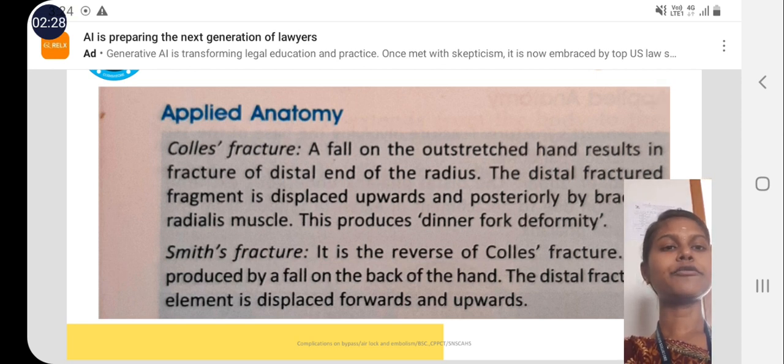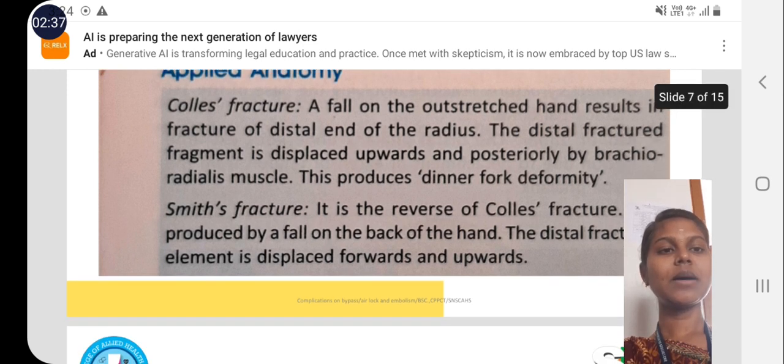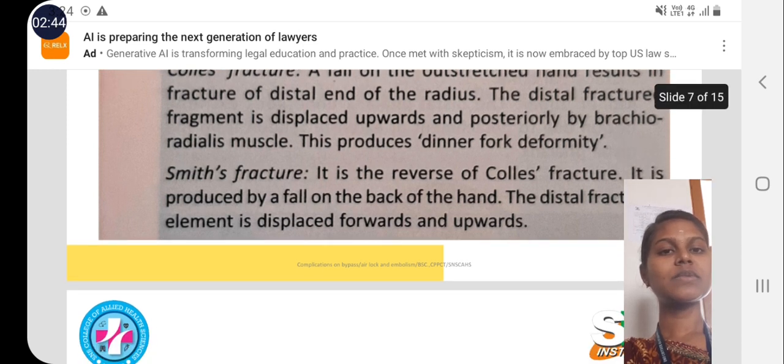Colles fracture, a fall on the outstretched hand, results in the fracture of distal end of the radius. The distal fractured fragment is displaced upwards and posteriorly by brachioradialis muscle. This produces dinner-fork deformity.